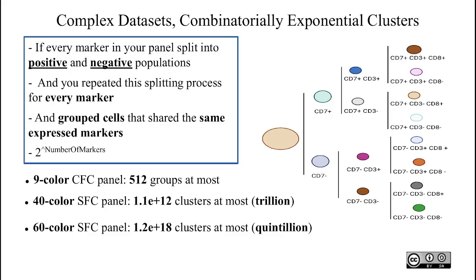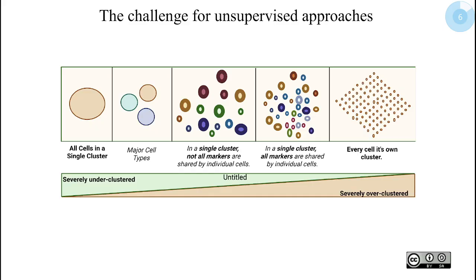By comparison, for a 40-color spectral flow cytometry panel, you would have over a trillion of these groupings, and for a 60-color panel, you would have over a quintillion of these groupings. Now, fortunately, biology is not exactly math, so there's actually a lot fewer than this, but it's still a lot more than what you could do with the supervised manual analysis. So at that point, we need to be able to implement unsupervised analysis to be able to do this.